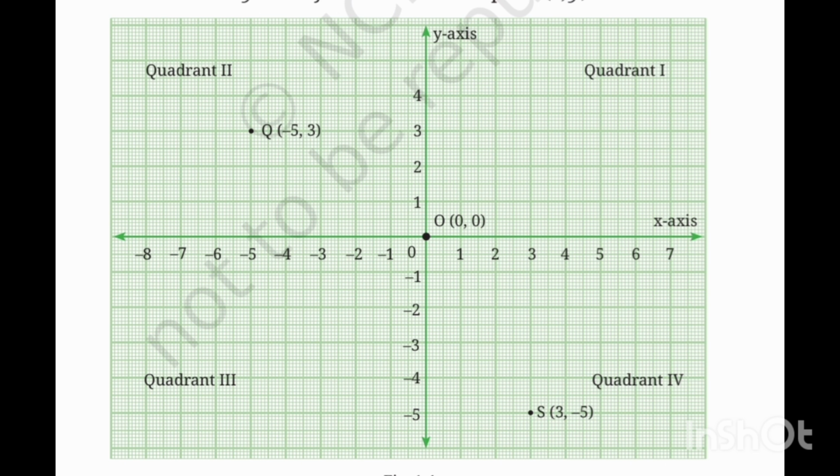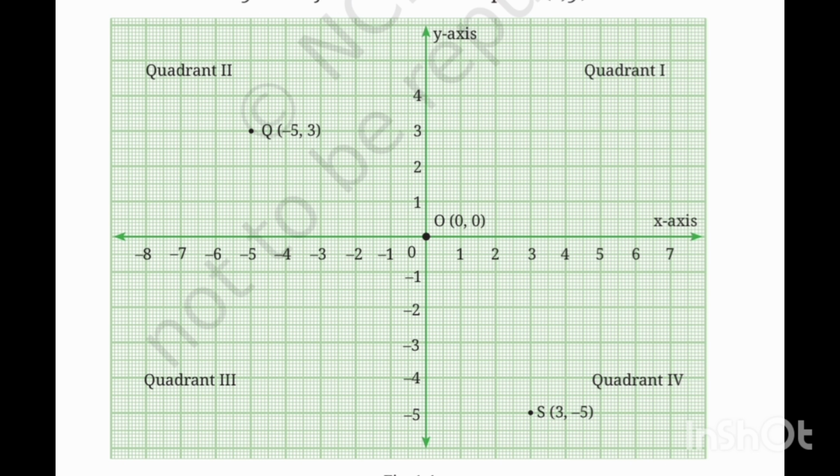The x-axis is a horizontal line which shows minus 8, minus 7, minus 6, minus 5, minus 4, minus 3, minus 2, minus 1, 0, 1 to 7. The y-axis is a vertical line; the upper part shows positive numbers 0 to 4, and the lower part shows negative y values: minus 1, minus 2, minus 3, minus 4, minus 5.